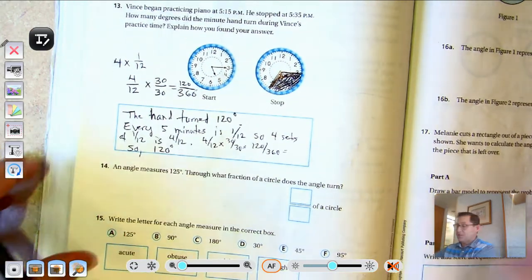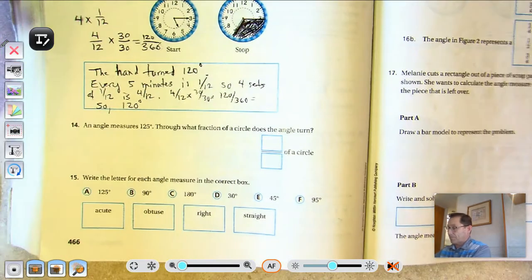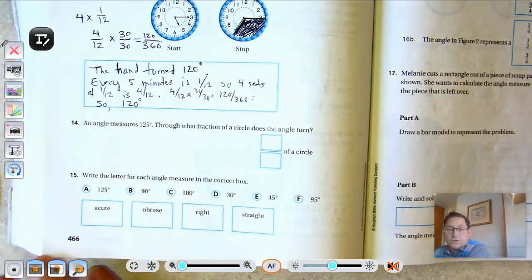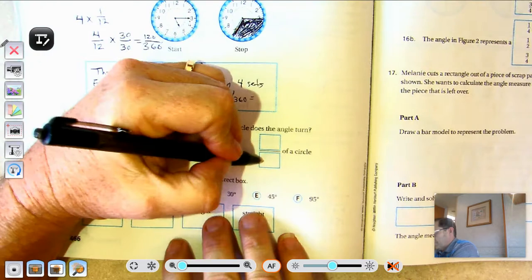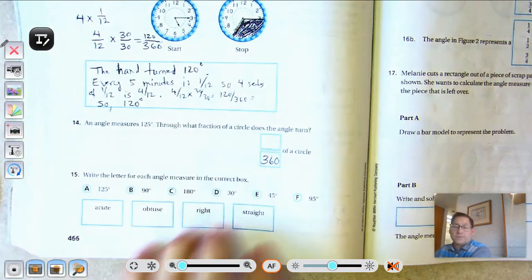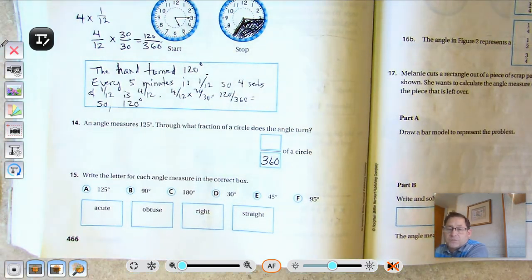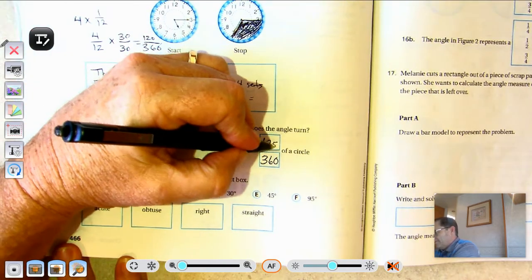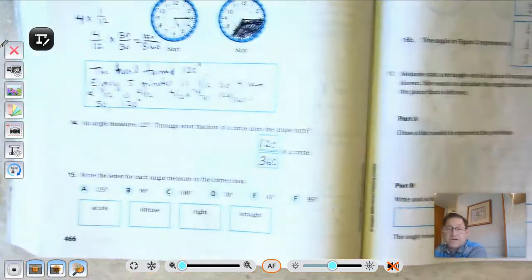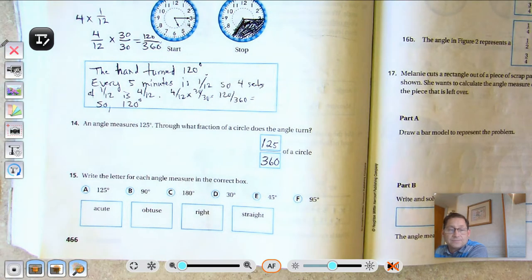14. An angle measures 125 degrees. Through what fraction of a circle does the angle turn? Well, the total number of equal parts in a circle is 360. It's gone 125. So it's a fraction, 125 out of 360.